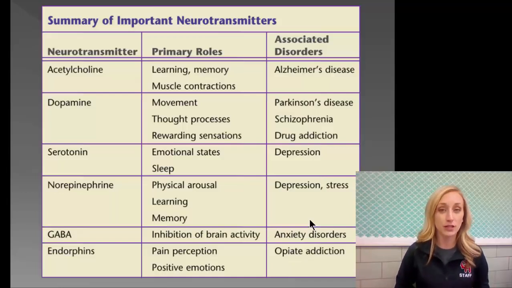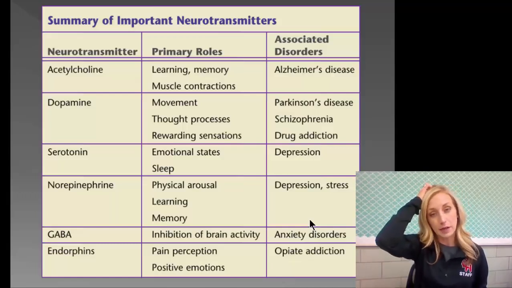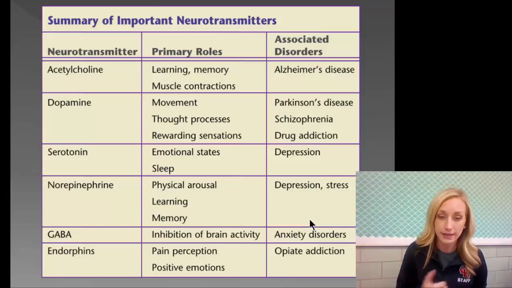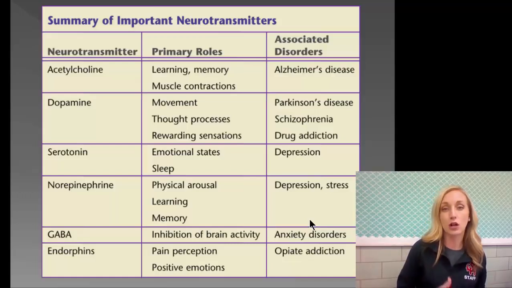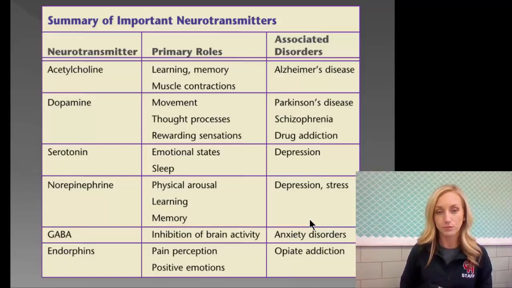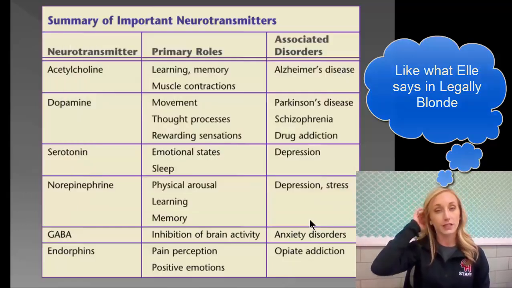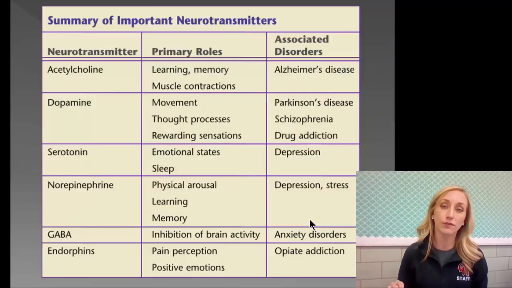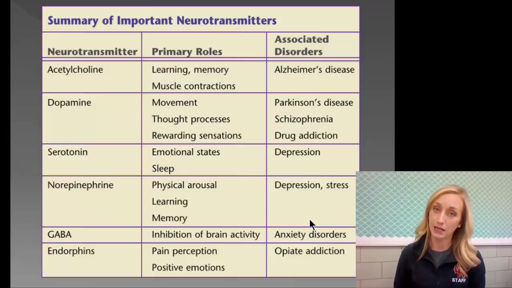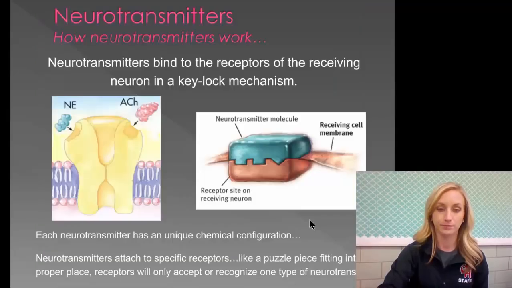Endorphins help with pain perception. In fact, they are your naturally existing painkillers, and they help you to tolerate pain. So if you break your leg or are in a significant amount of pain, you will get a rush of endorphins that will keep you conscious and able to tolerate the pain a little bit better. But also with positive emotions, a happier state. Associated disorders would be opiate addiction, and that heroin and things like morphine, the medication that you get in anesthetics for surgery and other things, they mimic endorphins.